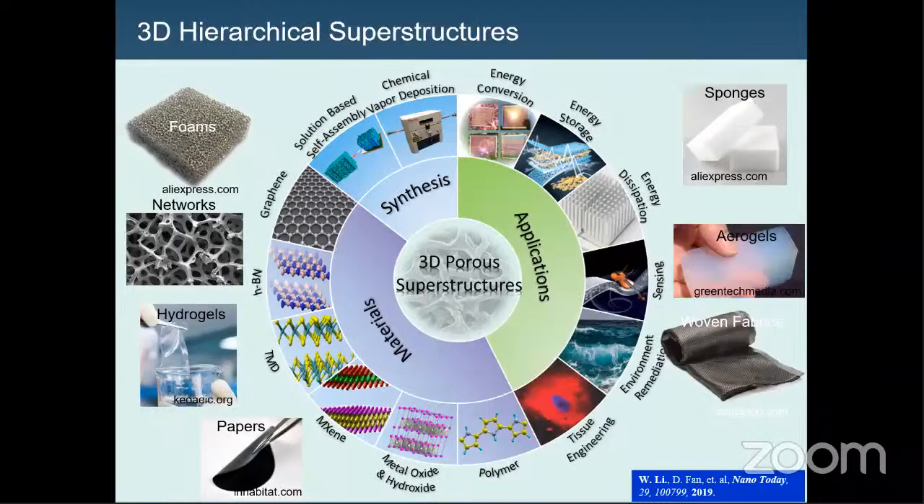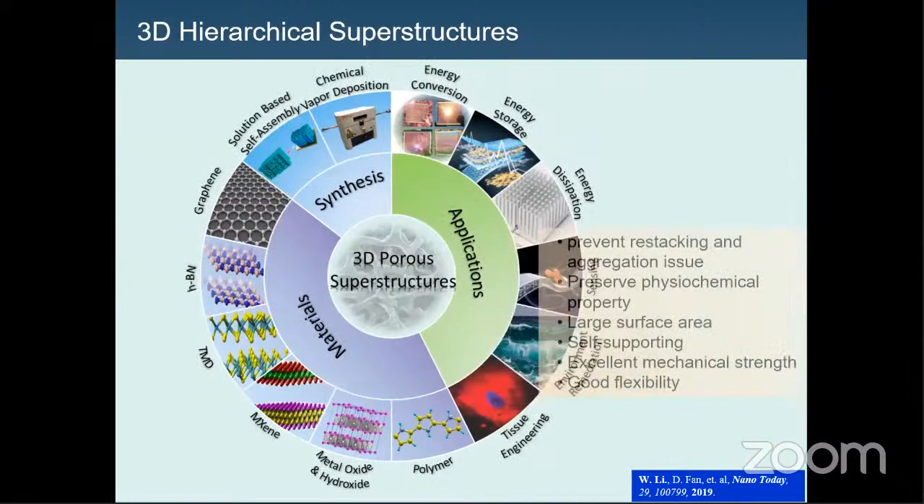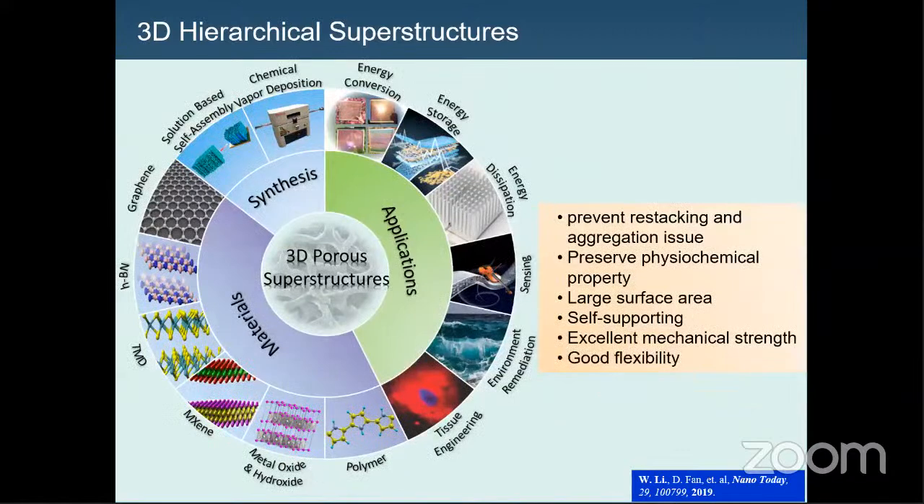3D superstructures have been made of a wide spectrum of materials, ranging from 2D materials like graphene, to oxides, to polymers. They avoid aggregation issues of 2D materials, preserve excellent physiochemical properties, and provide large surface area for active materials loading and reaction. The scaffold structures also enable them to be self-supported with excellent mechanical strength and flexibility, which can be employed as substrate for many devices.